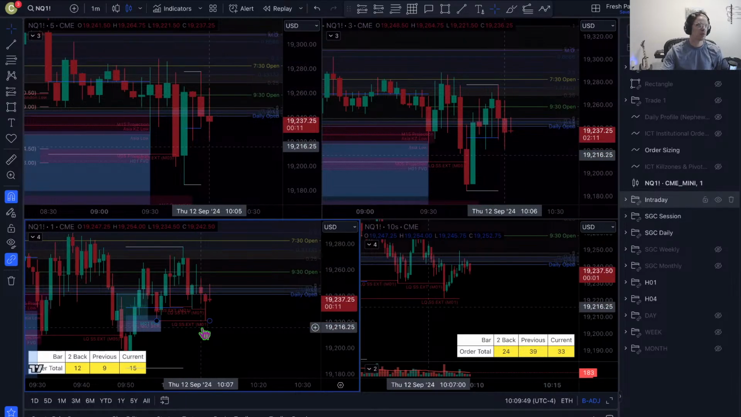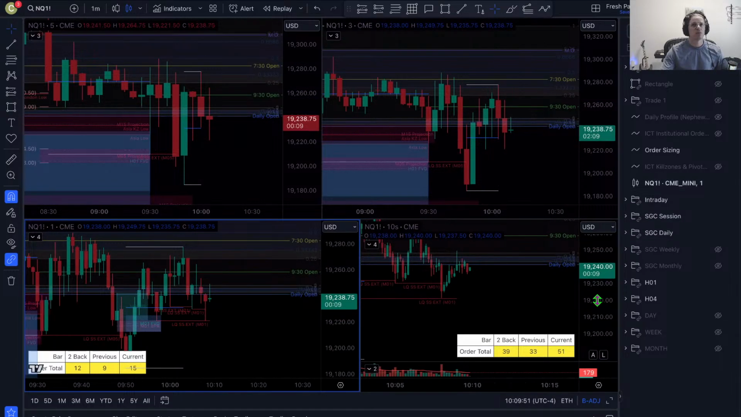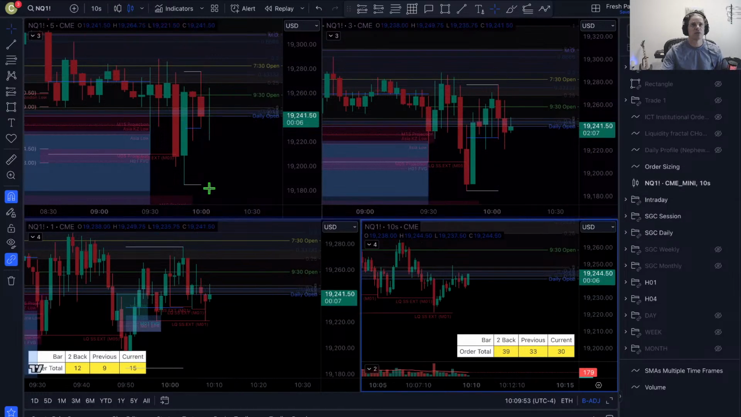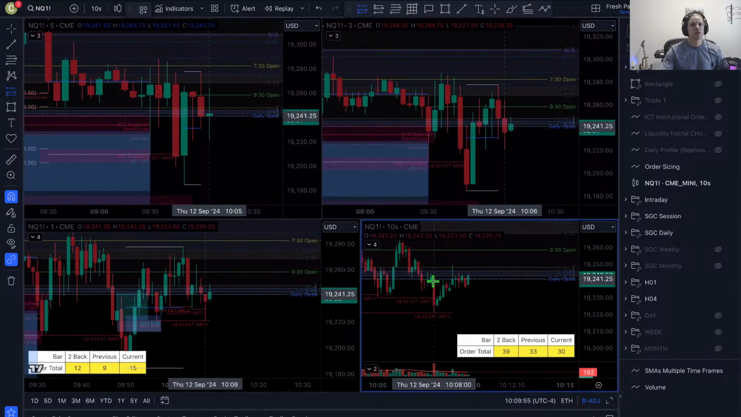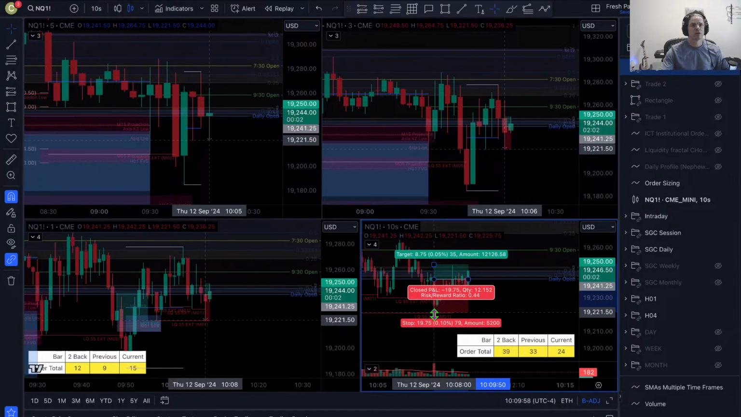You don't have impulse down. That fair value gap did hold, but you've got the liquidity from it now. I'm really not opposed to this trade right here.